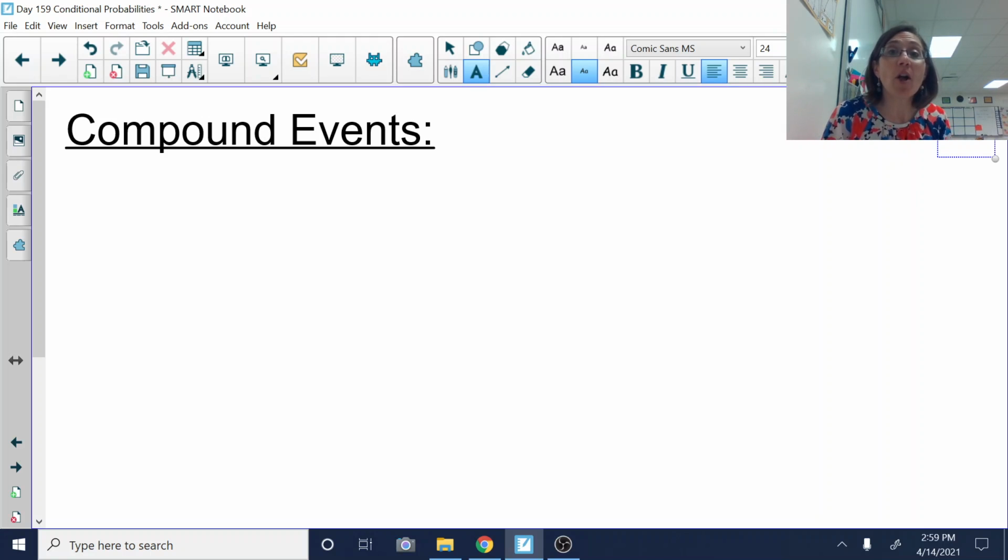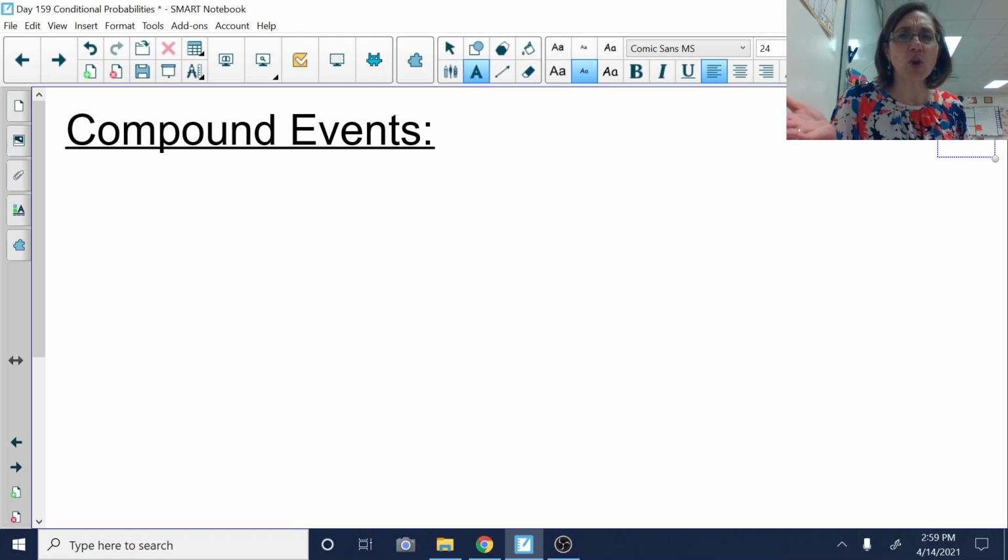Today we are going to talk about compound events and finding the probability of compound events. That word compound just means you have two or more events put together. So instead of just one thing happening, like a single roll of a dice or a single flip of a coin, maybe we're going to take this penny and flip it twice. Or maybe we're going to spin the spinner and roll the dice. Or something like that.